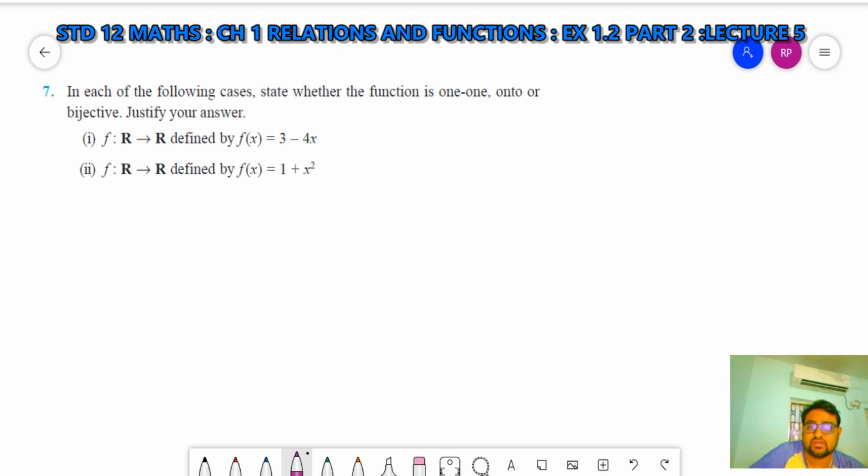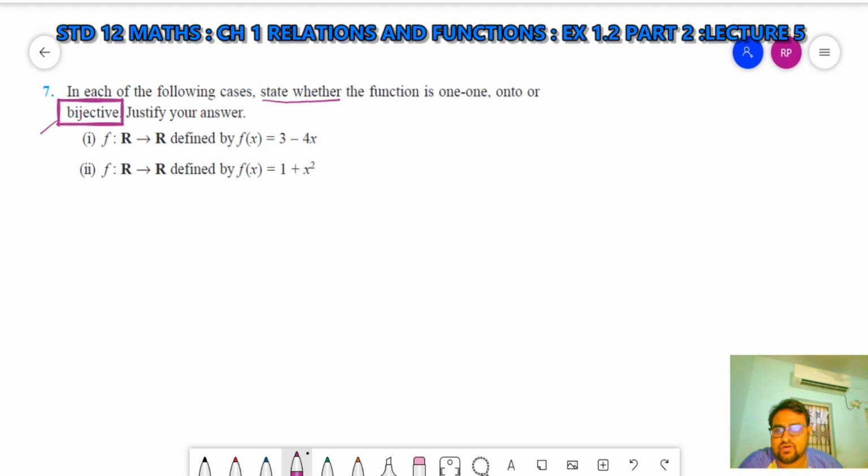Justify your answer. Now see, here there are two questions, but now here it says state whether, which means you don't know. In the previous question it was like prove it is not one-one, prove it is one-one, so you already knew what you have to prove. But now here it can be one-one, it cannot be one-one. Now one more term here, it's bijective. Right, now what is bijective?